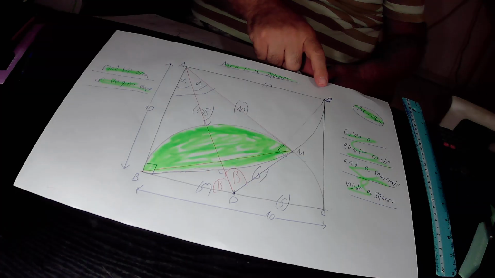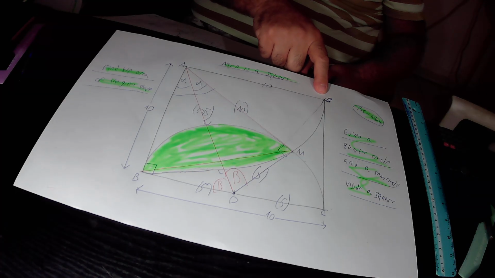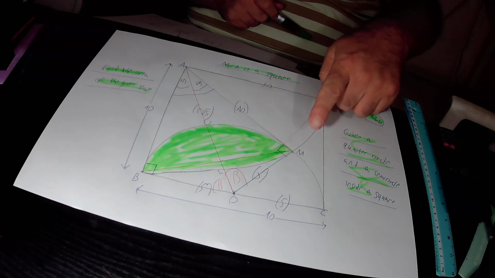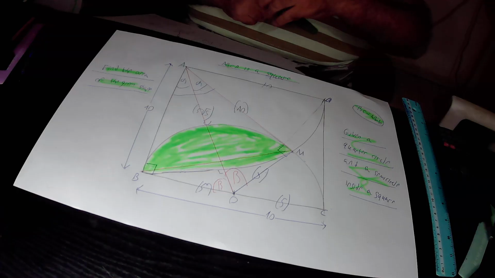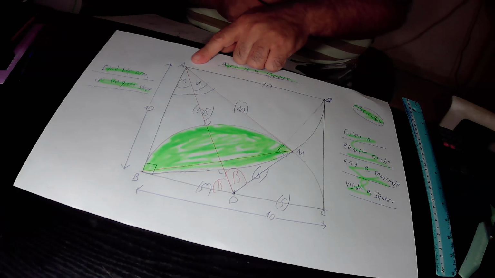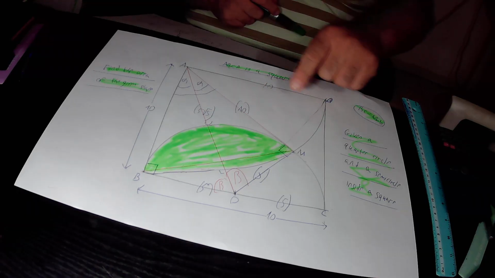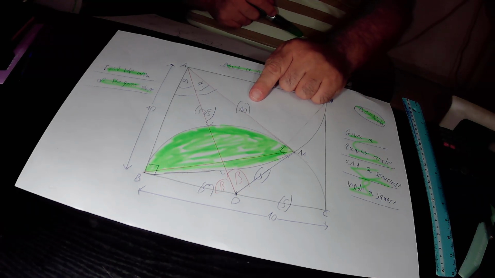AD is also the radius of the quarter circle, that is 10 units. So in the next step, we join points A and M together by a straight line. Again, point A is the center of the quarter circle, point M is the point on the circle itself, therefore AM is the radius of the quarter circle, that is 10.